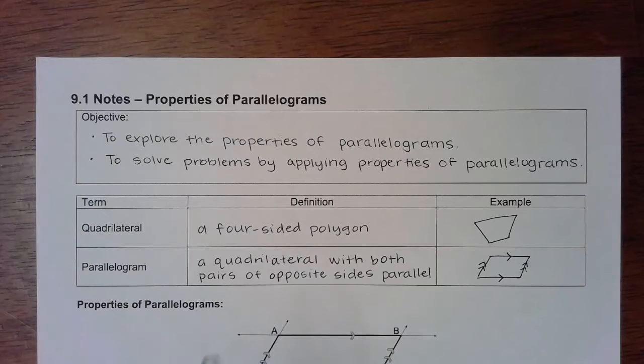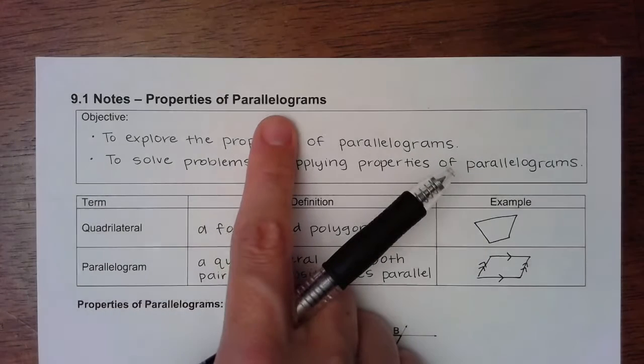All of Unit 9 is about quadrilaterals. Quadrilaterals are defined as being four-sided polygons. We're going to be learning about 6 different types of quadrilaterals, and so today's notes are all about parallelograms.